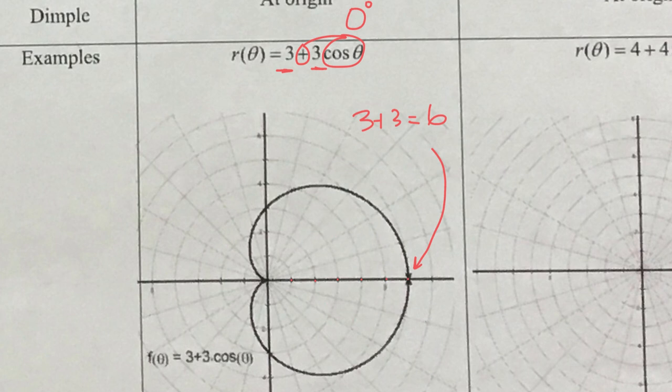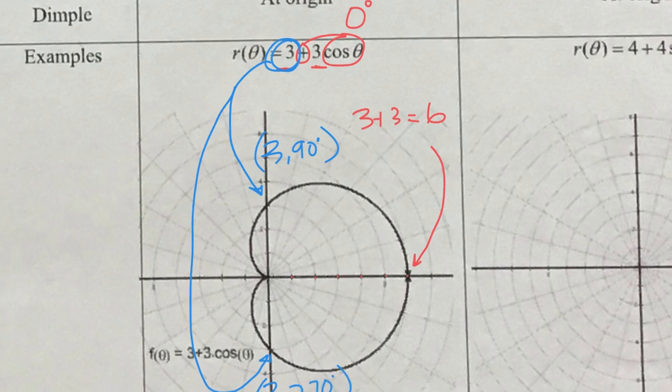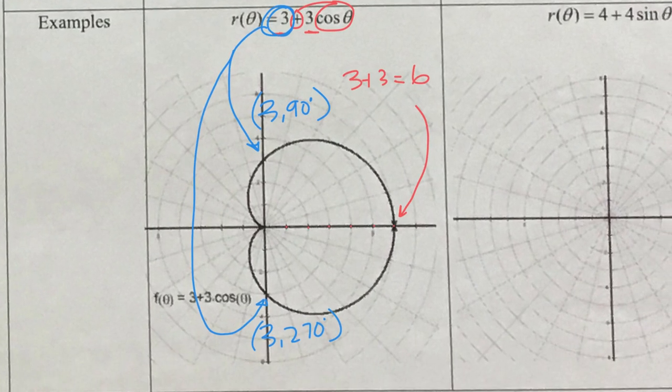And then the last thing was your 3. So this will cross the y-axis at 3 units above and 3 units below your origin. Okay, so as a polar point, that's 3, 90, right? Because the positive y-axis is the 90-degree pole, and that's 3, 270, because the negative y-axis is the 270-degree pole. So these are the things that I am looking for on your graph when you graph them.